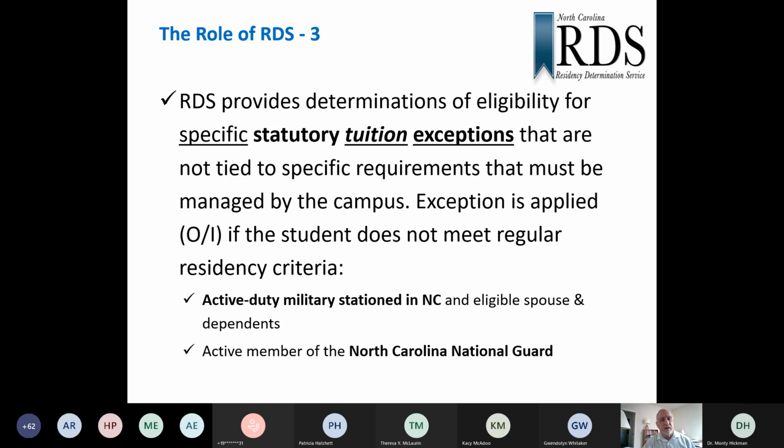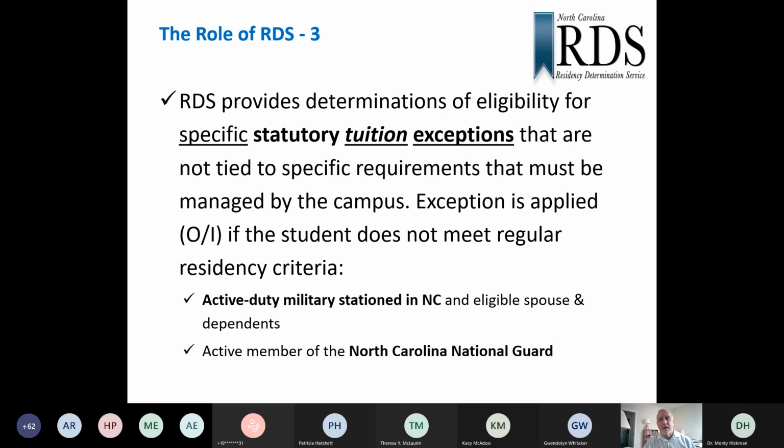So RDS screens for that up front. And by the way, it's not all members of the National Guard. In both of these cases, we first try to see, do they meet the regular criteria for residency? If they do, then there's no need to track it. They would get the NN. It could qualify them for a grant. That's in the student's best interest. It's if they don't meet that.